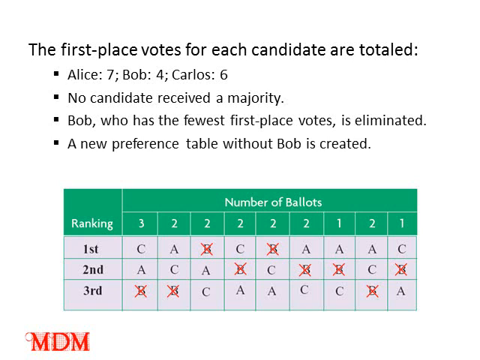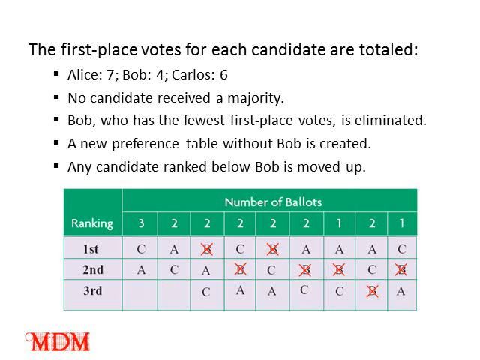A new preference table without Bob is created. Any candidate ranked below Bob is moved up. So in our first column, we simply eliminate Bob. In the second column, we'll do the same. In the third column, we're going to move up our candidates who ranked below Bob, and so on as we move through the table.